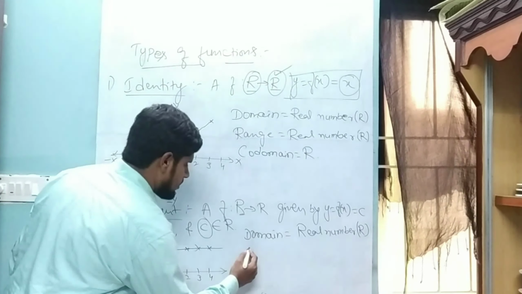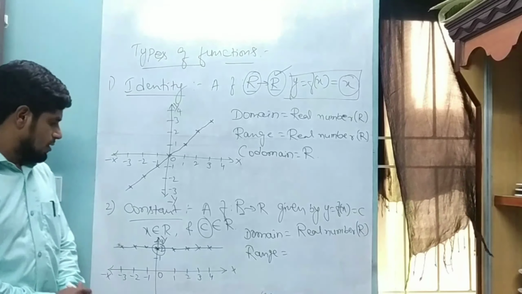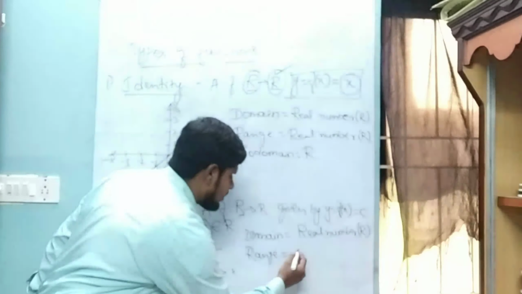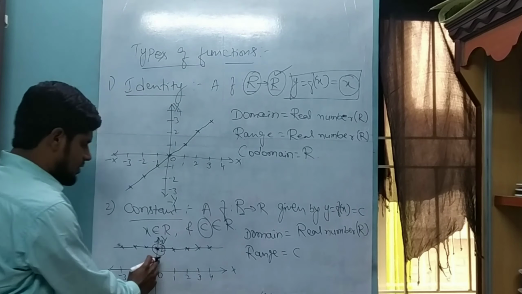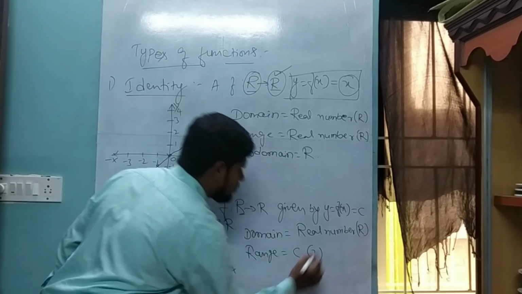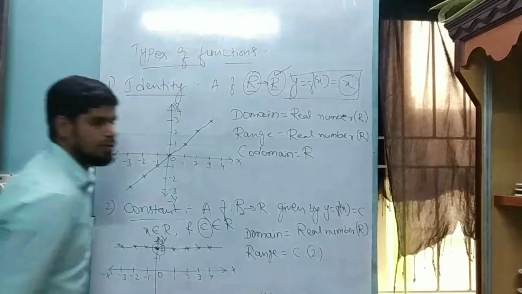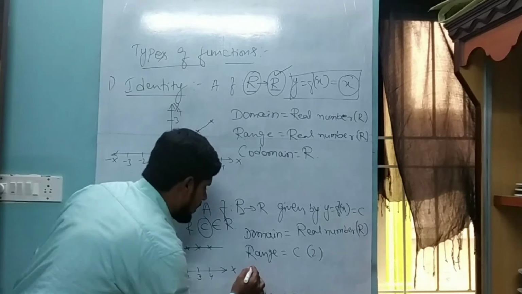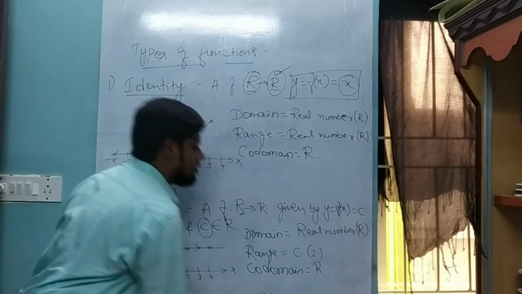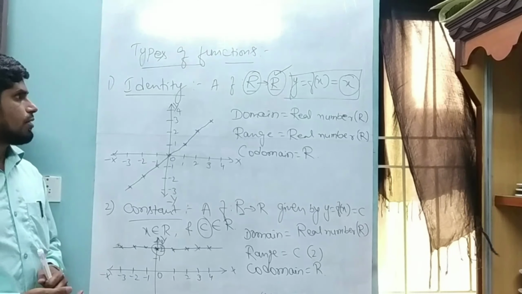Then next, what is the range? What are the outputs I am getting? See here, there is only one output. So this is the only range for me, and that range is C. In the example I had taken here, the value of C is 2. But the range is C. If you change the value of C, you can write it here. Obviously, the codomain is real numbers R. So students, this is about the constant function.